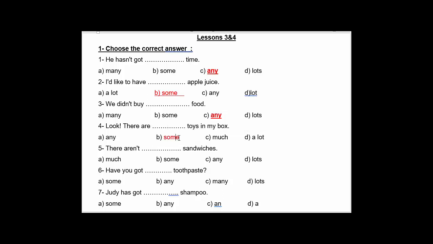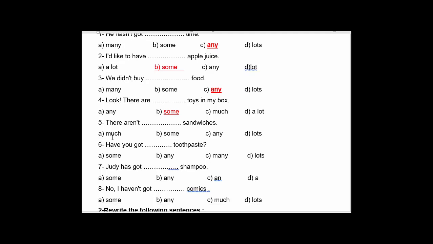Number 5. There aren't space sandwiches. Much, some, any, lots. Okay, here we have aren't. Aren't here is a negative sentence, so we have to use any as usual. There aren't any sandwiches. So the answer is any.